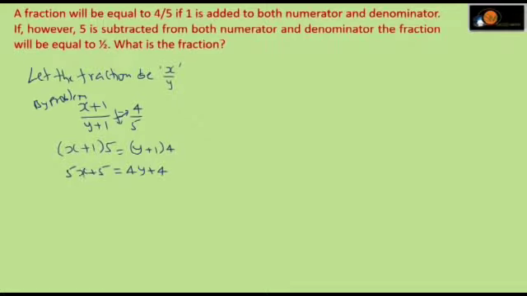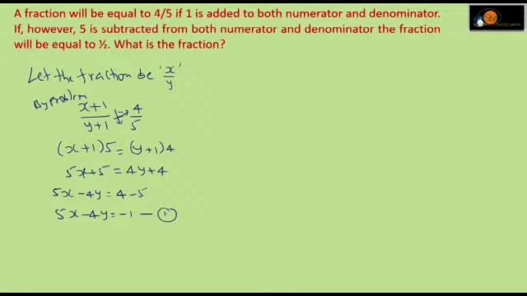Now transpose y term and transpose 5 to RHS. You will get 5x minus 4y is equal to 4 minus 5. We are transposing 5 to RHS and 4y to LHS. From this you will get 5x minus 4y is equal to minus 1. Let this one as first equation. By first condition we got first equation.